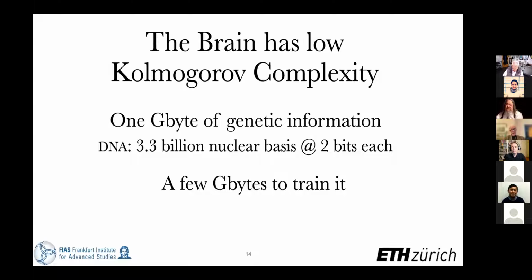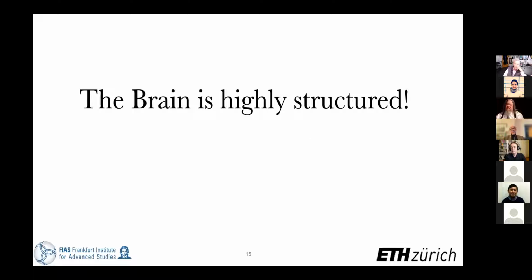It takes 1 gigabyte of genetic information to create an organism like mine, including the brain. And as we saw, it takes a few gigabytes to train it to at least some level of competence. So the Kolmogorov complexity of the brain is very low. So that means the brain is highly structured. And I think this is the quarry theory has to shoot for, to describe the particular kind of structure that is dominating the brain.